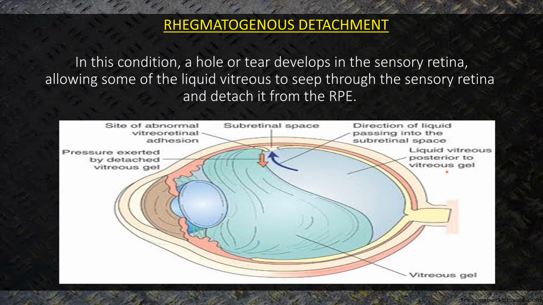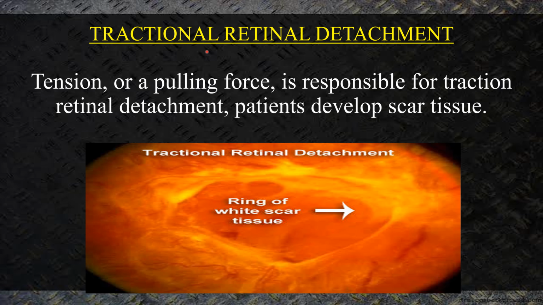Now moving to the second type, tractional retinal detachment. When we hear the word tractional, it means something pulling, something forceful has been pulled, or because of some penetrating effect, the retinal detachment has occurred. So with the word we can understand what it can be.